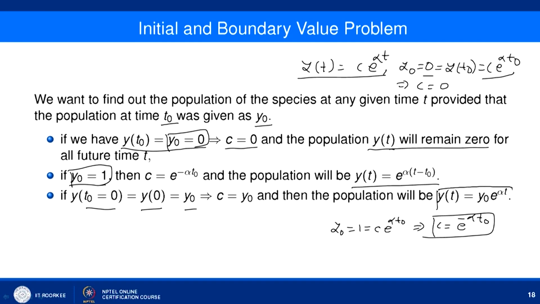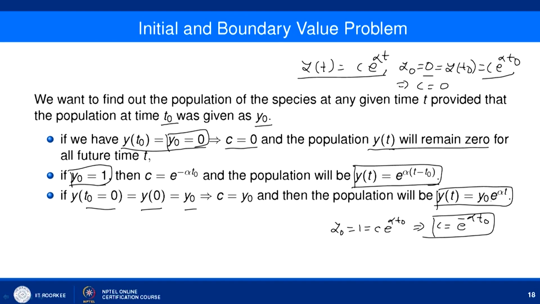So, here the solution every time depends on the initial condition. If the condition given at the initial point t naught is 0, then we have the 0 solution. If it is some non-zero quantity, that is 1, then we have a solution like this, and if the initial point is 0, then the solution is coming out to be this.